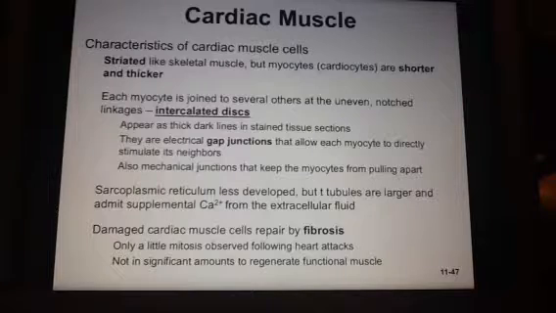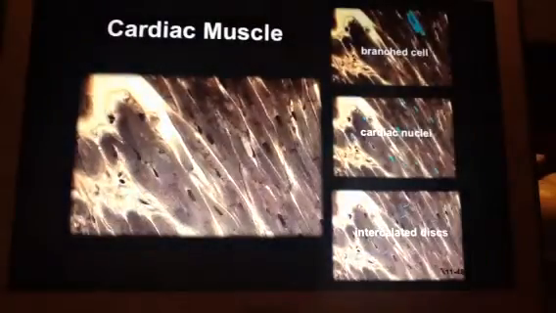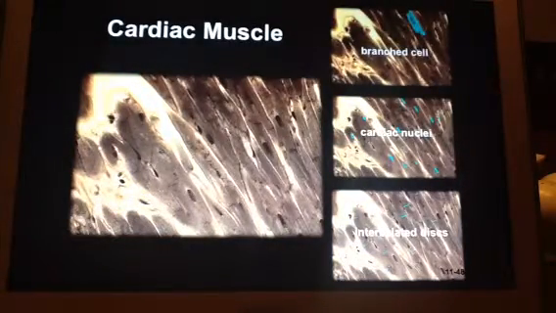The sarcoplasmic reticulum is less developed. The T-tubules are larger, and they can let in extra calcium from the extracellular fluid. Damage to cardiac muscle cells repairs by fibrosis. Only a little mitosis is observed following heart attacks, not really enough to regenerate the functional muscle. So there we see our cardiac muscle. Usually we can tell it apart because of the extra white space in between those branches. We see the nuclei, and then there's those bands of the intercalated discs.